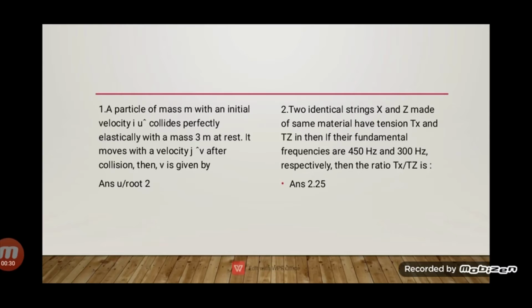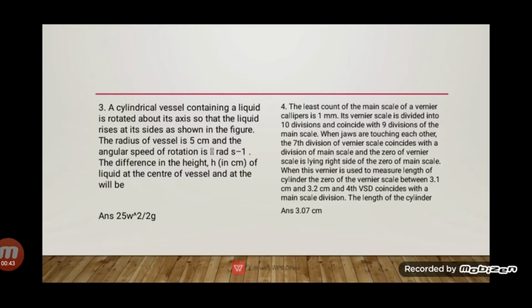Second question: two identical strings X and Z made of the same material have tensions Tx and Tz. If their fundamental frequencies are these, then the ratio is 2.25. Next, a cylindrical vessel containing a liquid is rotated about its axis so that the liquid rises at the side as shown in the figure. Then the value of H will be 25 omega square upon 2g.